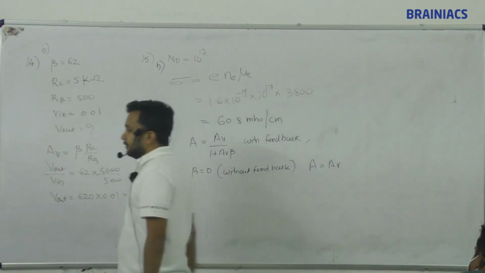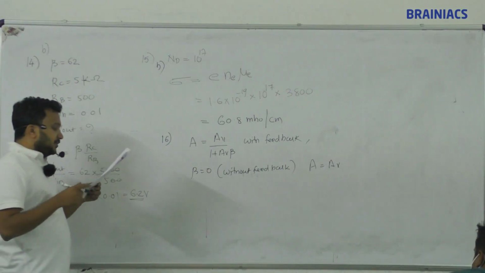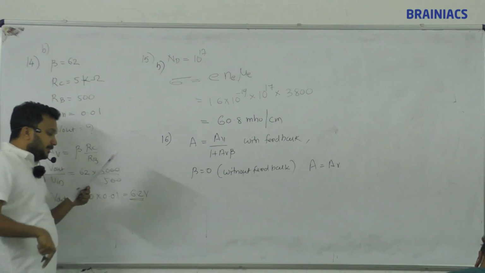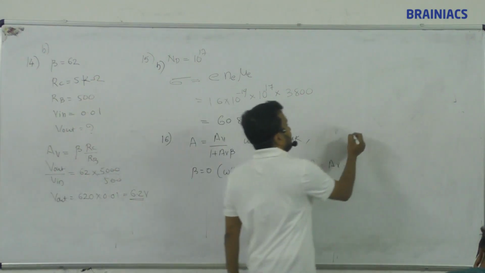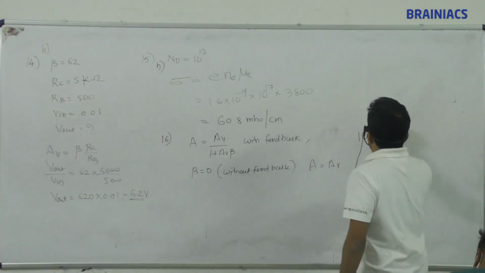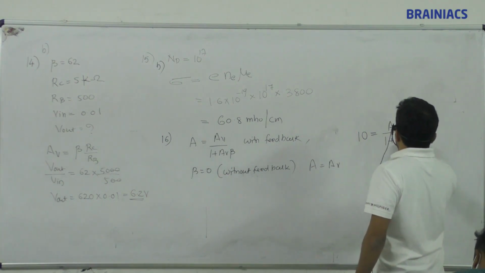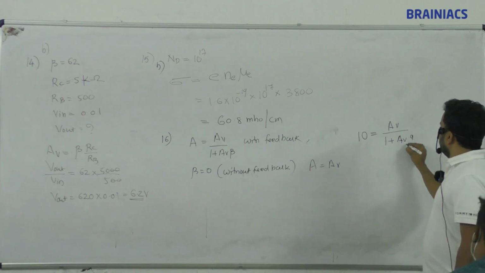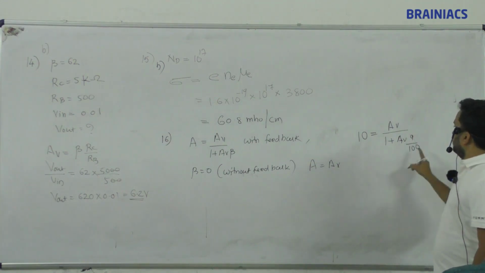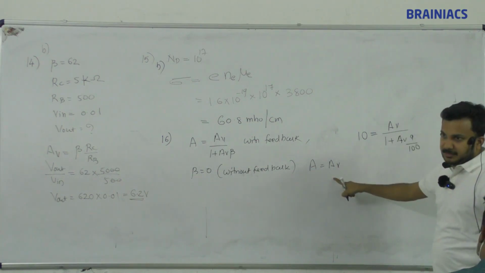But without feedback, we need to find out AV. So with the feedback, the voltage gain of the amplifier with a 9% negative feedback is 10. So 10 equal to AV divided by 1 plus AV into feedback, which is 9%, that is 9 by 100. If you solve it, what you have to find out is AV, the gain without feedback.